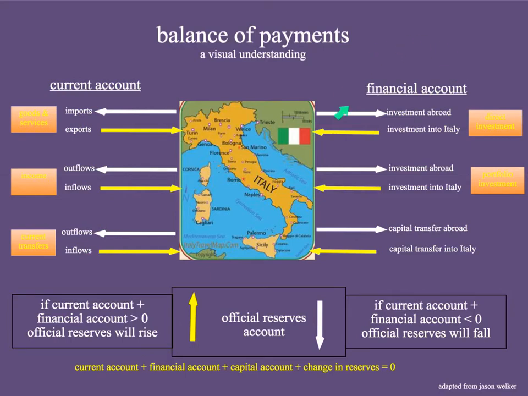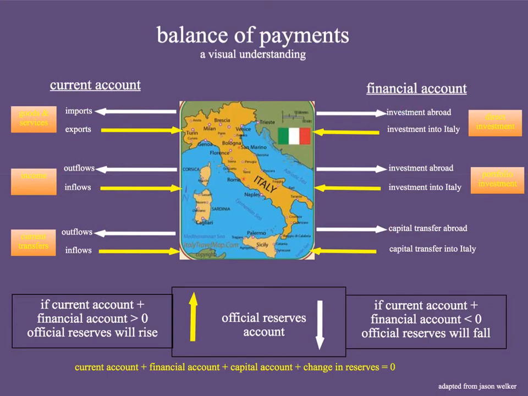And then if you take the sum of the outflows and the sum of the inflows, you end up with a positive or negative number. If the number is positive, the financial account will be in surplus. And if the number is negative, then the financial account will be in deficit.